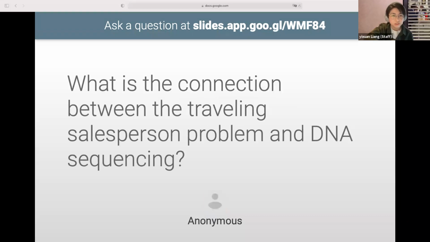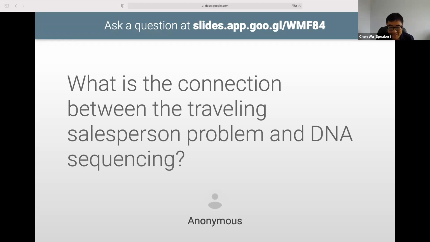The second one asks whether there is any connection between the TSP and DNA sequencing. There's definitely a connection, but because I'm not a DNA sequencing expert, I would not want to comment too much. But every time the TSP problem shows up, DNA sequencing is listed as one of the classic applications. I have not looked into it myself. It seems so, but I cannot give you more insight on that.